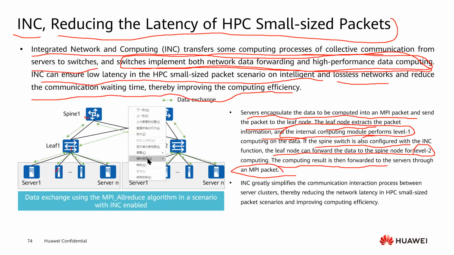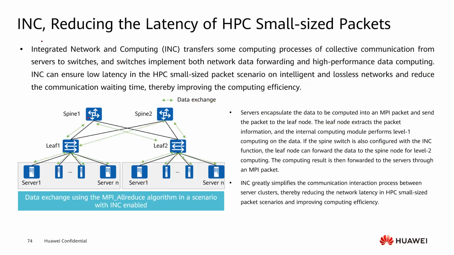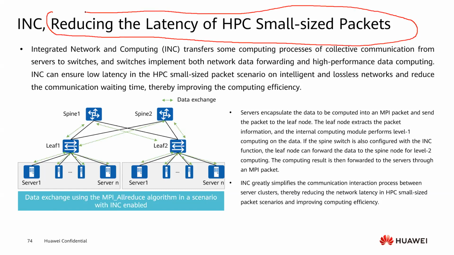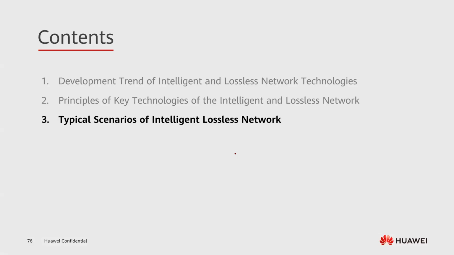For this function, we just remember the result. INC reduces the latency of HPC small-sized packets, and the network will do HPC data computing. That is enough.